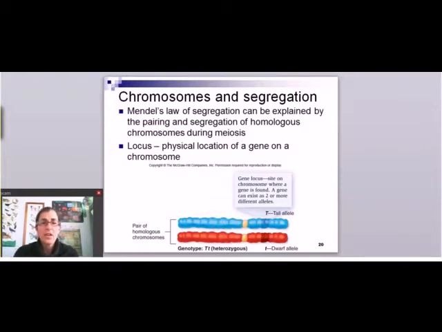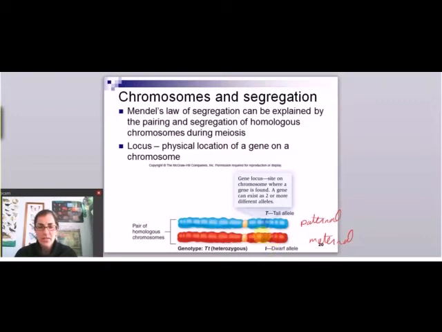So again, remember that we have homologous pairs of chromosomes. So one copy that's inherited from the father is a paternal copy, and one that's inherited from the mother, the maternal copy. All along those chromosomes, you have genes. And the homologous pairs are functionally equivalent. They have the same information on them.